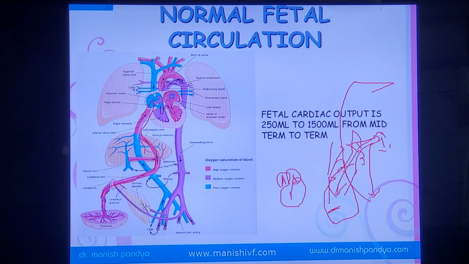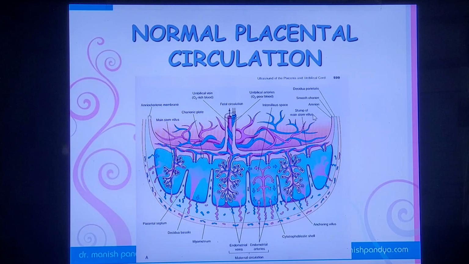Because of the 3 shunts, there is minimum blood going into the fetal lung. From the fetal lung, 4 pulmonary veins come and open into the left atrium, 2 on this side and 2 on this side. On the base you can see there are 4 pulmonary veins opening into the left atrium. Okay, so this is how fetal circulation is working.